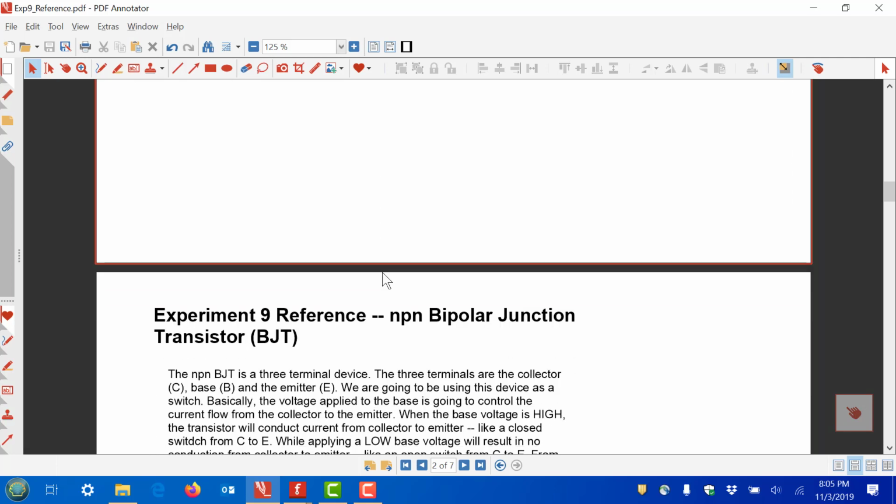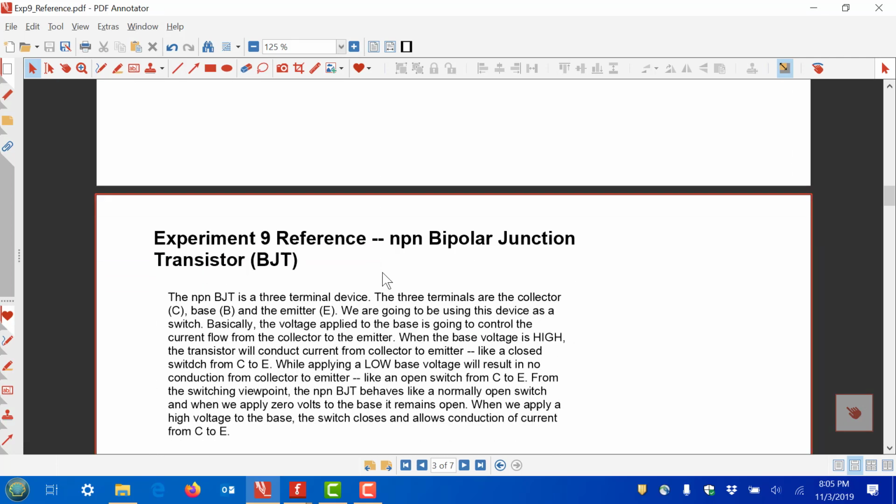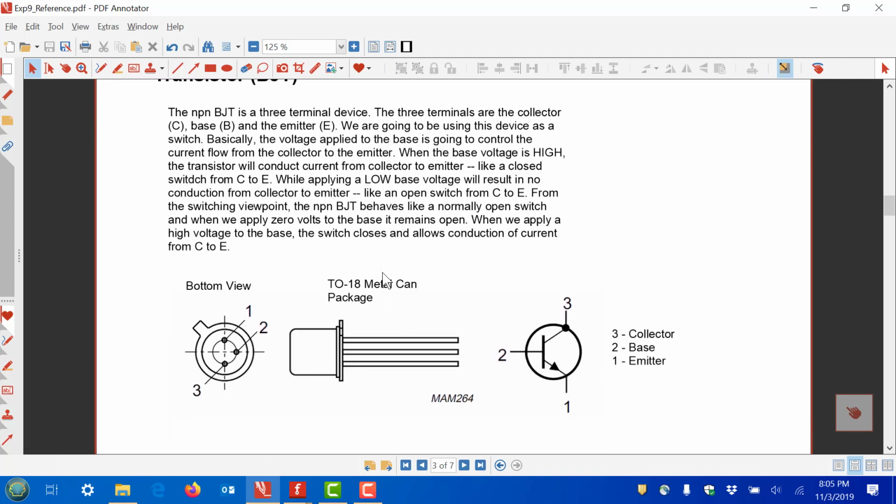And the next element we'll be using, and this is the only other new element that we're using, is called the NPN Bipolar Junction transistor. This device has 3 terminals, and those terminals are called collector, base, and emitter. And here's the diagram for it. So collector is number 3 over here, base is 2, and emitter is 1.